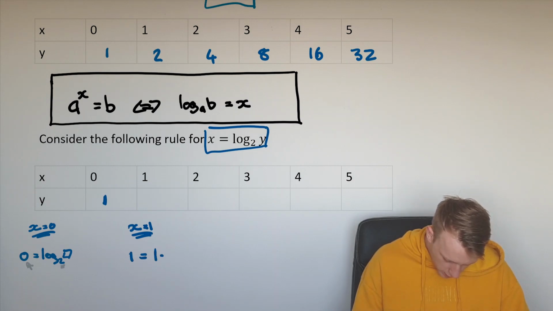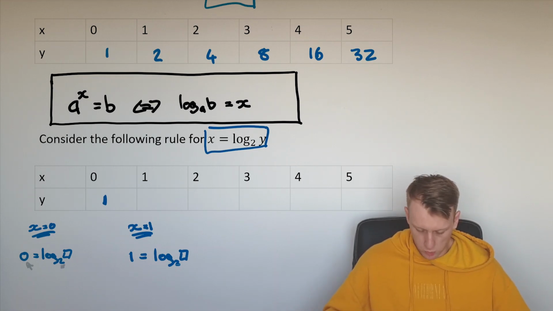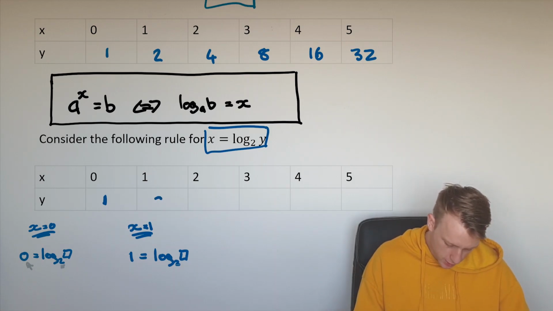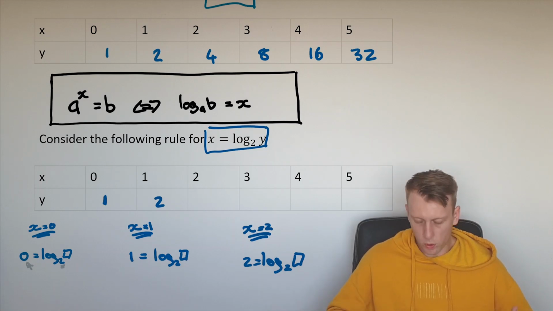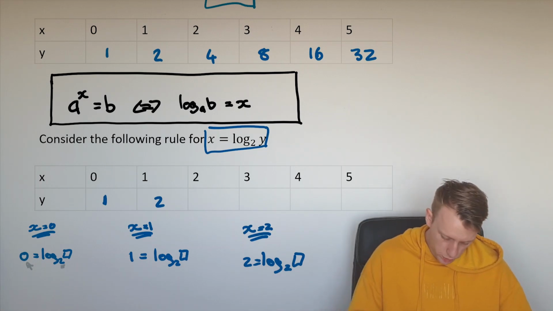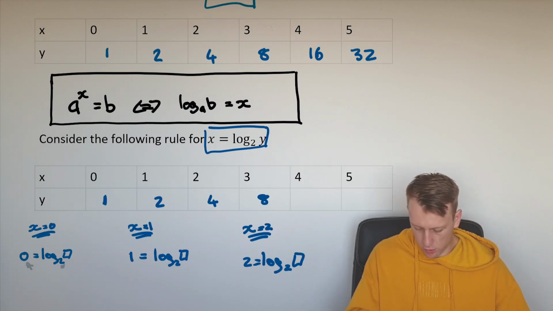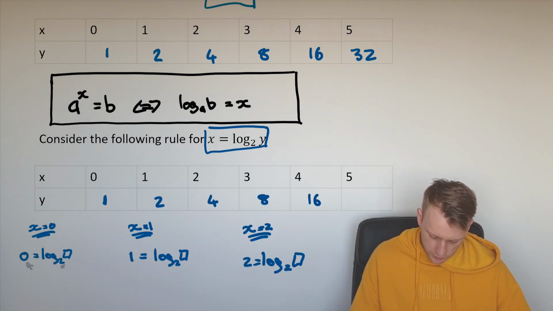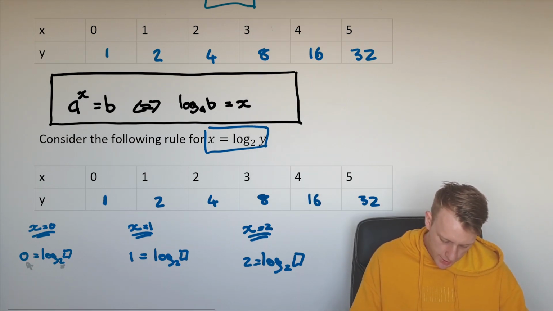1 is equal to log base 2 of what? Then you ask yourself the same question. Well, 2 to the power of 1 is equal to what? Well, 2 to the power of 1 is 2. Consider it for x being equal to 2. Again, you just go, well, 2 to the power of 2 is equal to 4. And we can see, if we keep doing that for x being 3, x being 4, x being 5, we have some equivalence here.